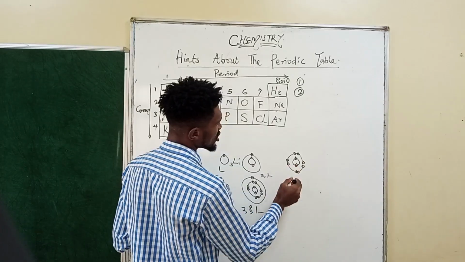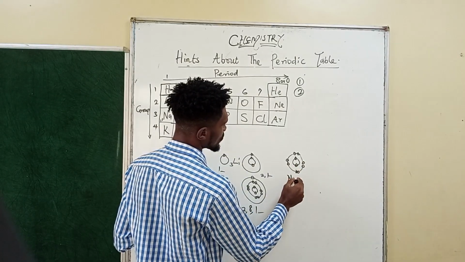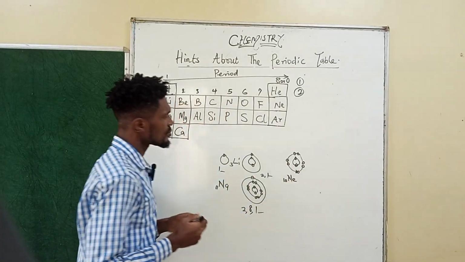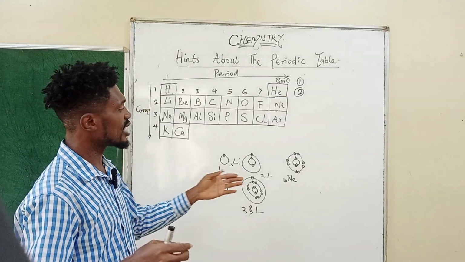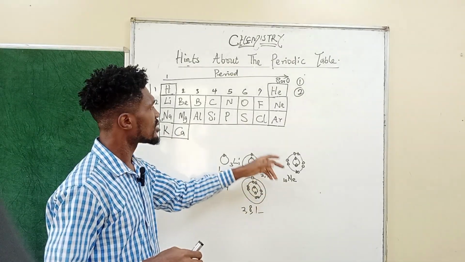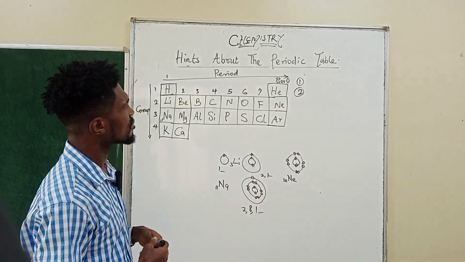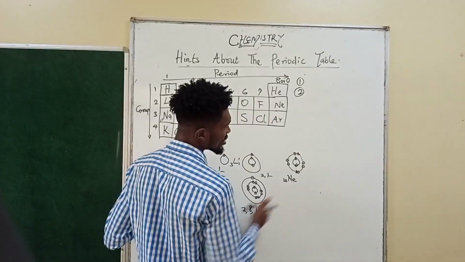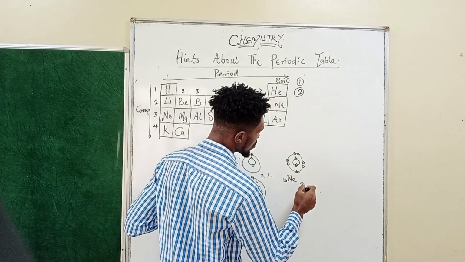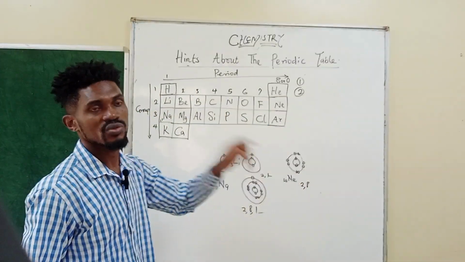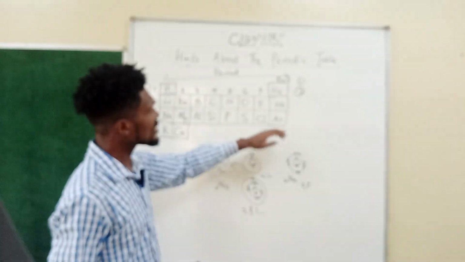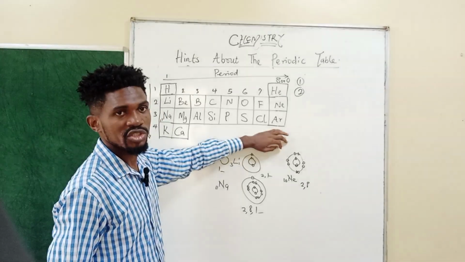Now this is a neon atom. Sorry, the atomic number of neon is 10. So it has 8 electrons at the outermost shell. We say 2 plus 8 is 10. So we have 2, 8. The same thing with argon. Argon is 2, 8, 8. Argon has 8 electrons at the outermost shell as well.